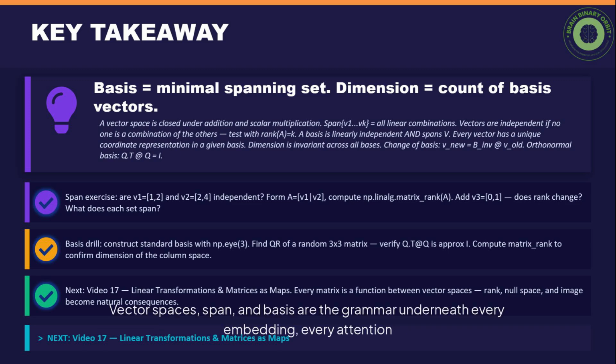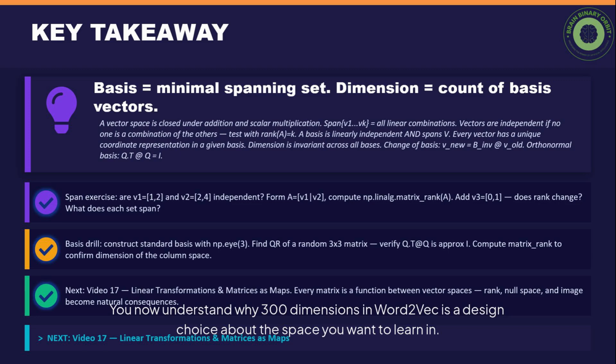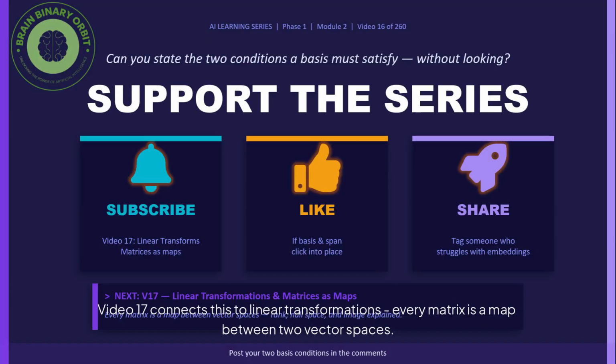Vector spaces, span, and basis are the grammar underneath every embedding, every attention mechanism, and every dimensionality reduction technique. You now understand why 300 dimensions in Word2vec is a design choice about the space you want to learn in. Video 17 connects this to linear transformations. Every matrix is a map between two vector spaces.